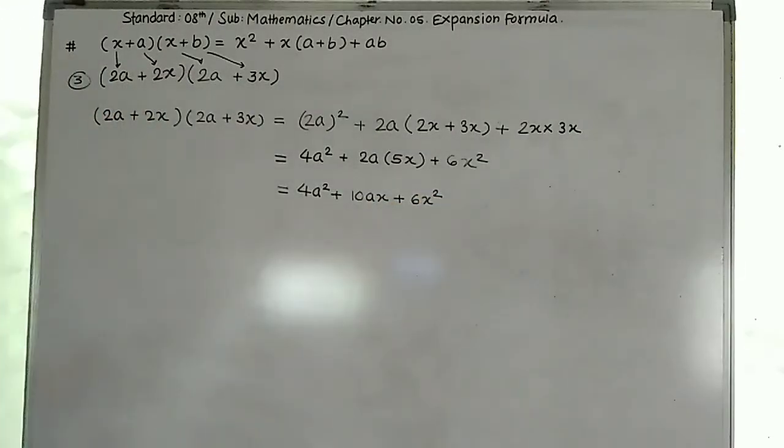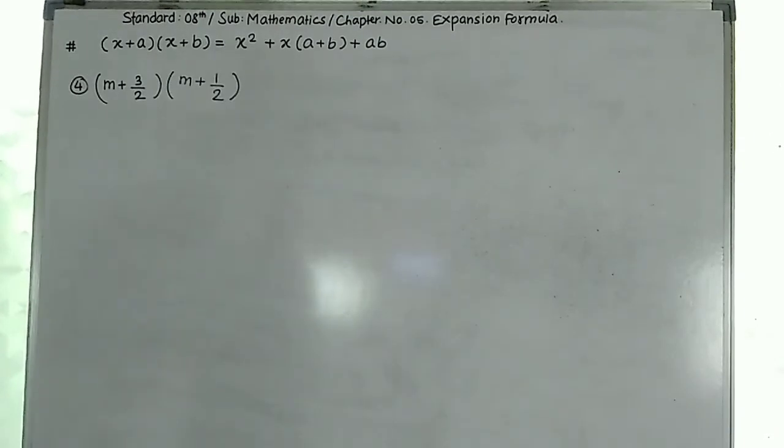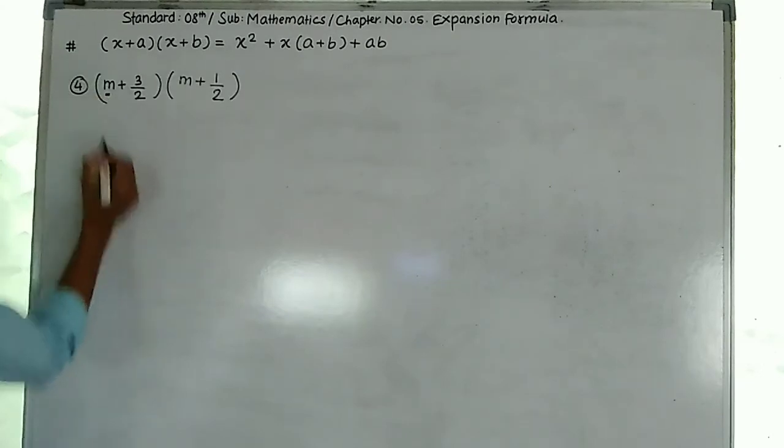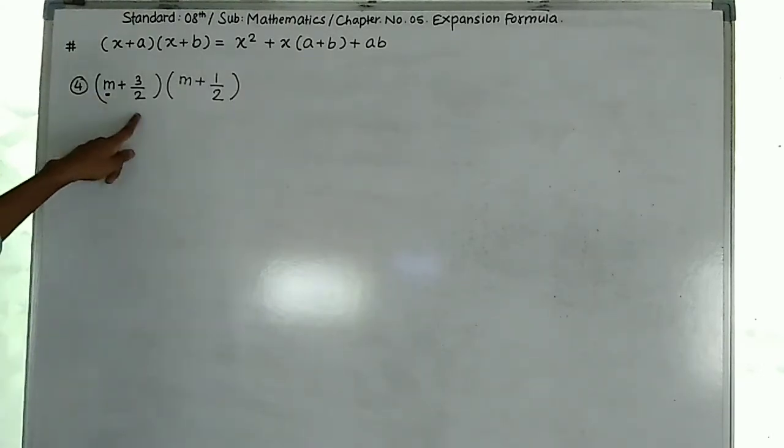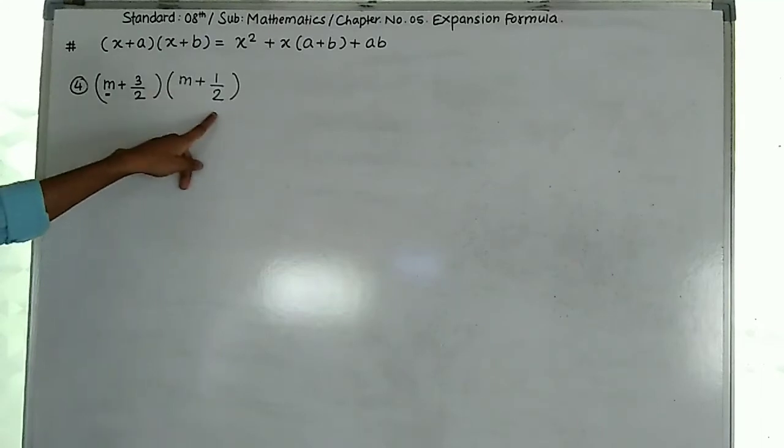So this is the expansion for in bracket 2a plus 2x bracket complete multiplied by in bracket 2a plus 3x bracket complete, and it is equal to 4a square plus 10ax plus 6x square. Okay, now let us see the fourth sub question. Now in this binomial you can see our first term, that is the common term, is m. Okay, and our a is 3 upon 2 and b is 1 upon 2.